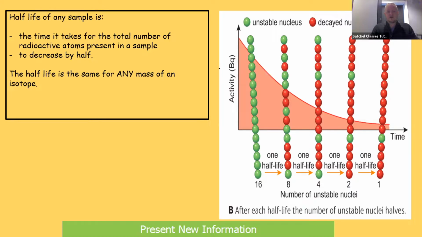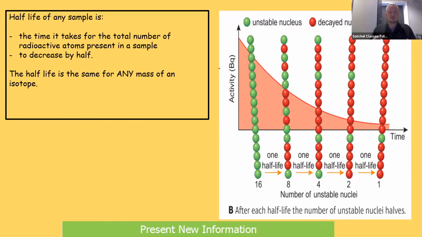The half-life is the same for any mass of an isotope. If we're talking about the same isotope every time, it doesn't matter if I've got 50 grams, 100 grams, 10 kilograms, 1,000 kilograms, the half-life would be the same. The only difference is I've got more of those nuclei present. This is only true when I'm talking about the same isotope.